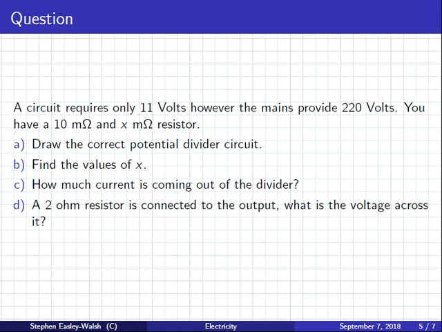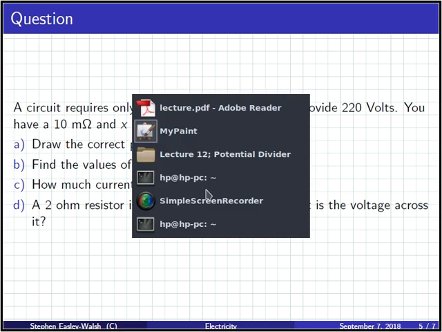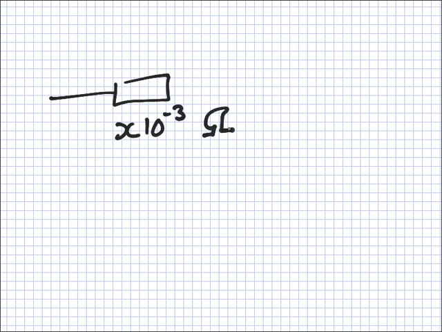So a circuit requires 11 volts. However, the mains provides 220. And what you have is a 10 milliohm resistor and an X milliohm resistor. X is the one that you can change, obviously. That's why I'm calling it X, because you have to pick the value you want. So just very quickly, let's draw what we have here. Here is X times 10 to the minus 3 ohms, because I'm measuring in milliohms, I said in the question.